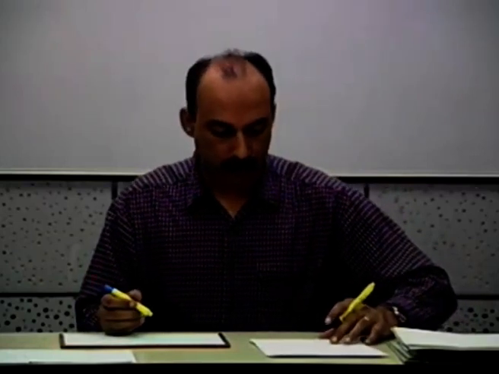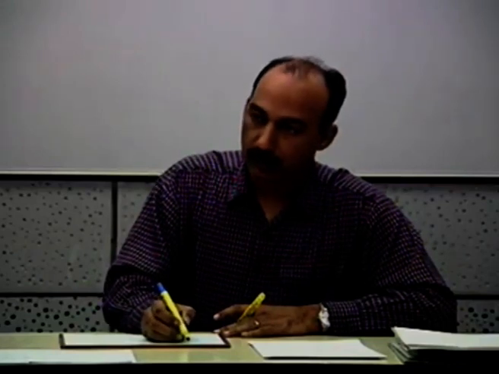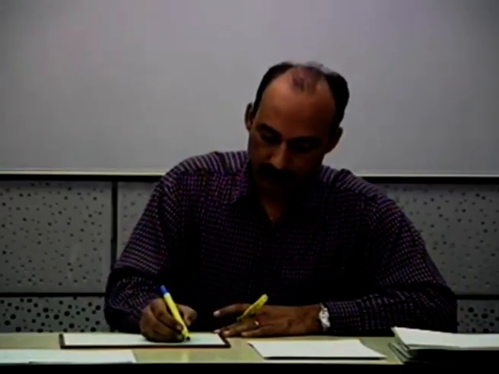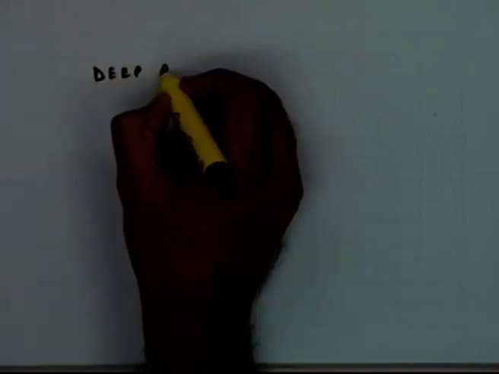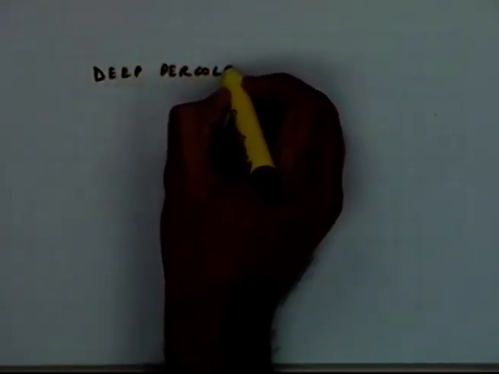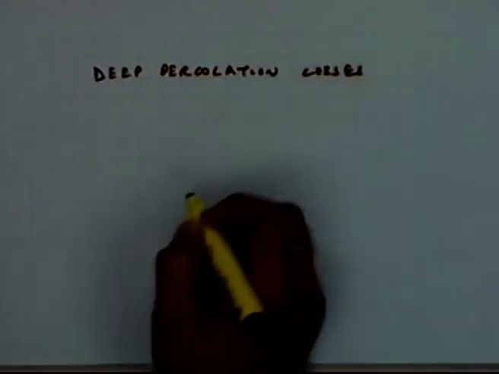Now, the evaporation and wind drift loss is one loss. The other loss which is prevalent in the system is the depercolation loss. Depercolation losses.